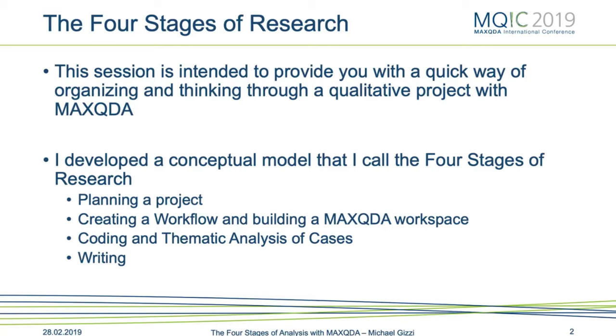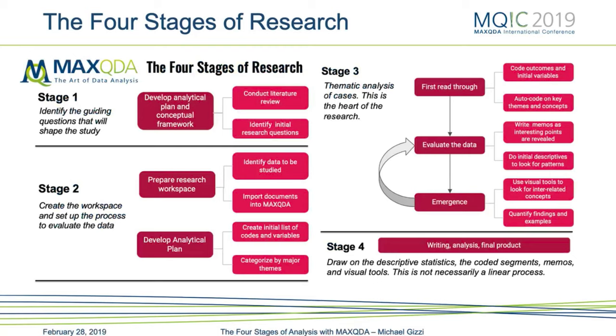And the four stages are this, and we'll go through each of these, so I'll just show them quickly. And this was really from the original poster a year ago. The first stage, we're identifying the guiding questions that shape the study. Second stage, and again, we'll come back to each of these. We're creating the workspace, we're finding our data, we're getting it into MAXQDA. We're beginning to develop a plan, a list of codes, of ideas that we know we're gonna wanna capture based on our literature review, which we're doing up here in the first step.